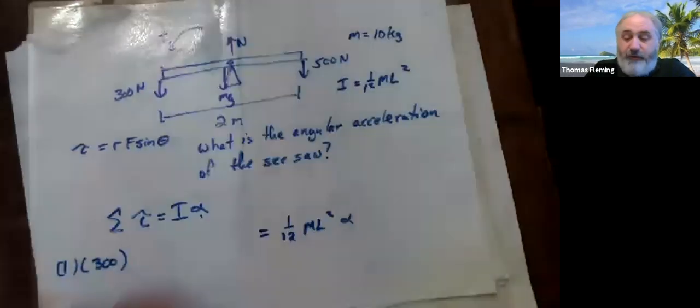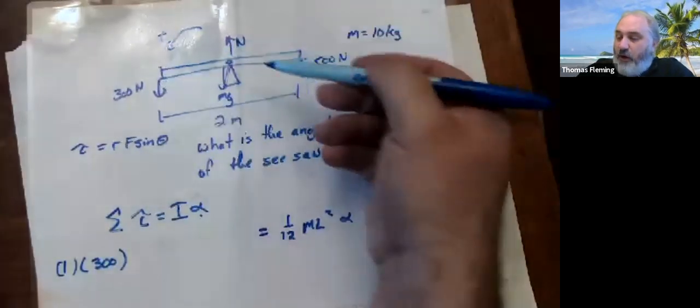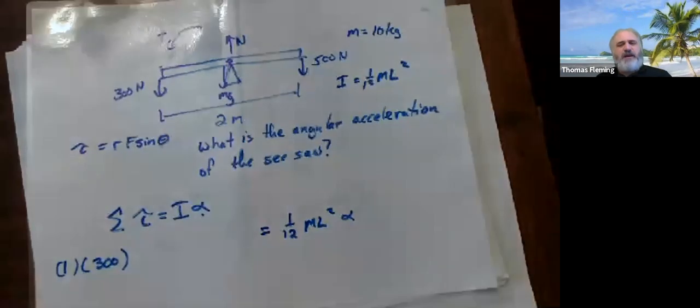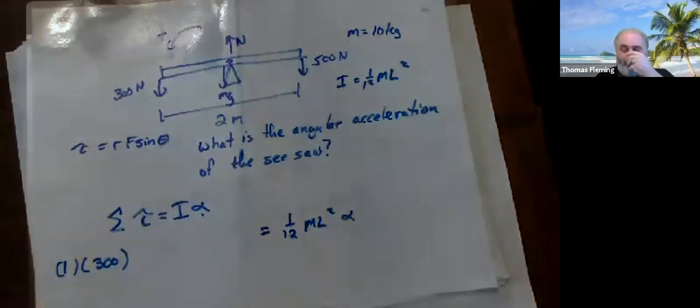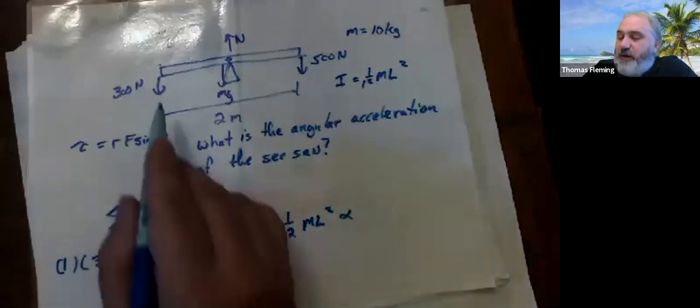And it's positive. It's going to be times the sine of the angle between F, which is straight down, and R, which is straight across. But that's 90 degrees, and the sine of 90 is conveniently 1. So I got 300 newton meters of torque generated by this kid over here.